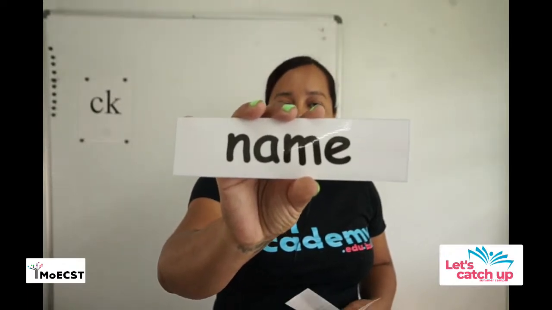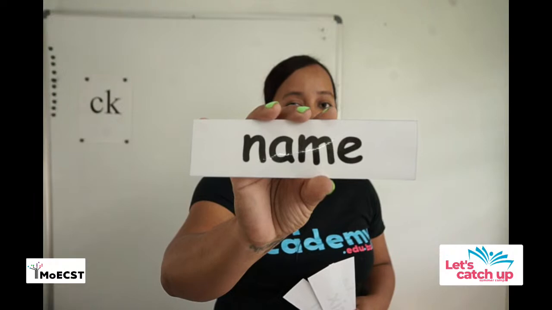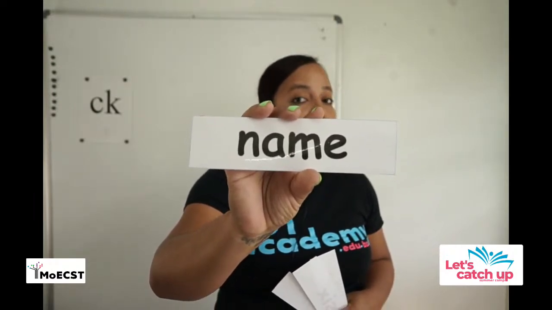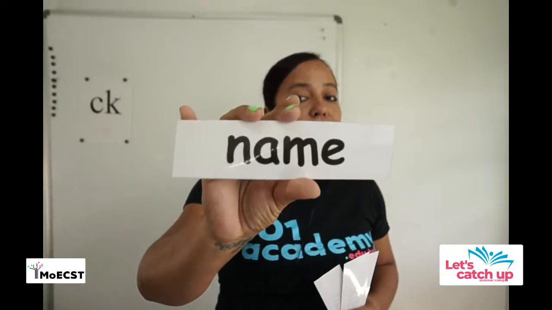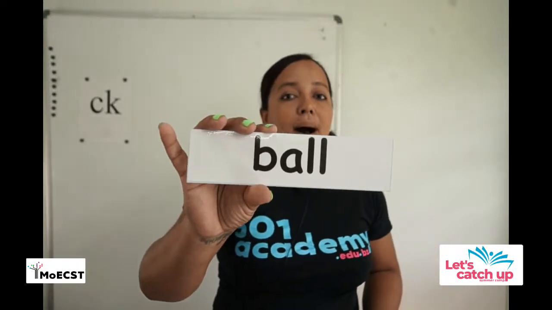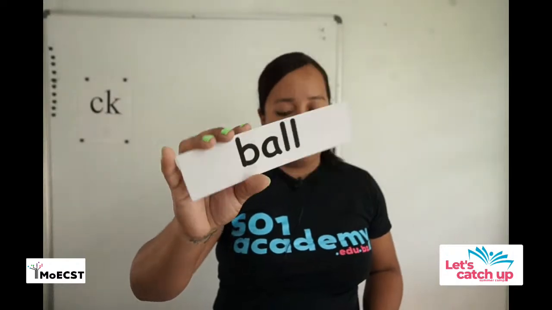Name. Remember, only some can be directly sounded out, while some we have to look at and remember. Name. Next word, repeat after me. Ball. Very good, boys and girls.